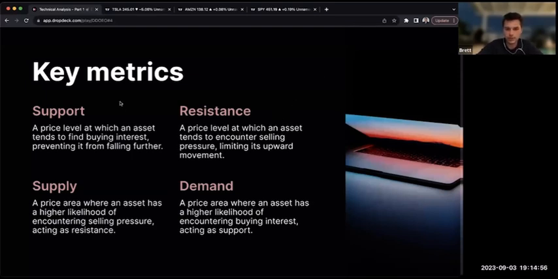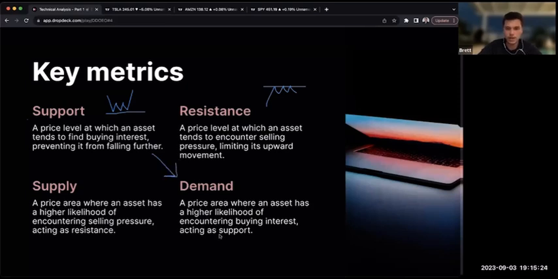So how this would look visually is, you would call this a floor. A floor would be a support, and a ceiling would be a resistance. This would be a clear resistance level, where there's selling pressure coming in, and this is a support where there is buying pressure coming in. Now, this translates right over to supply and demand. So support is basically the same thing as demand.